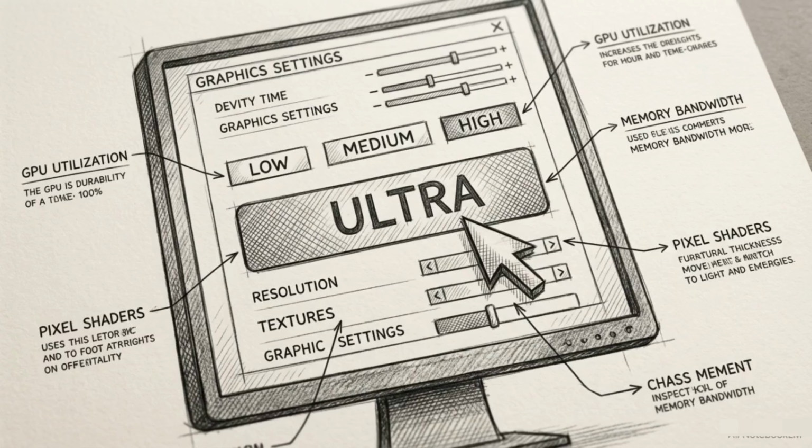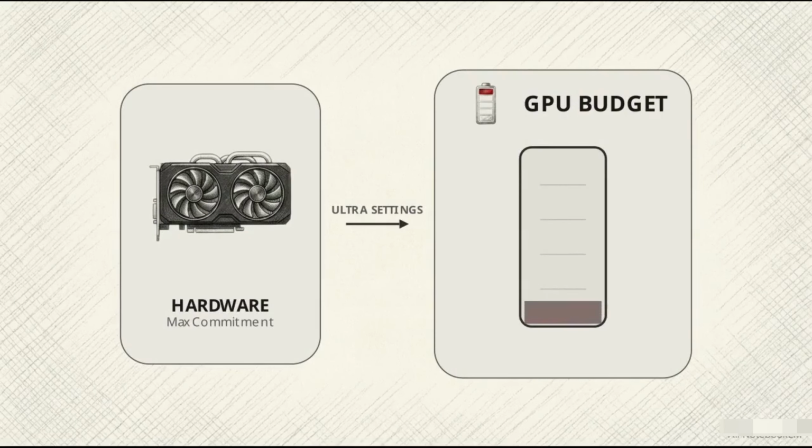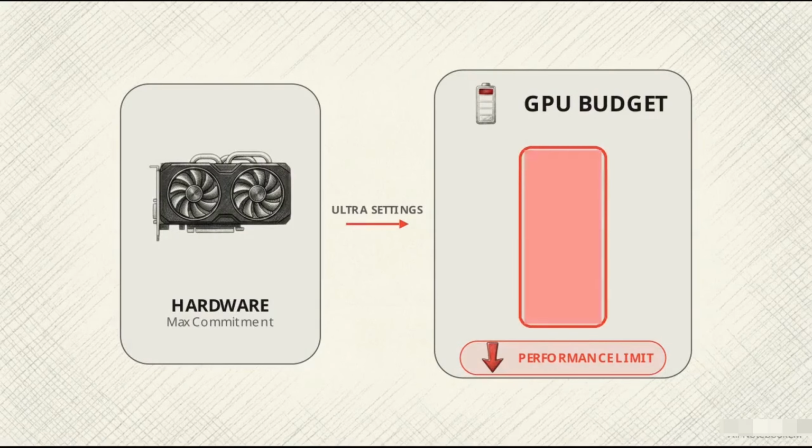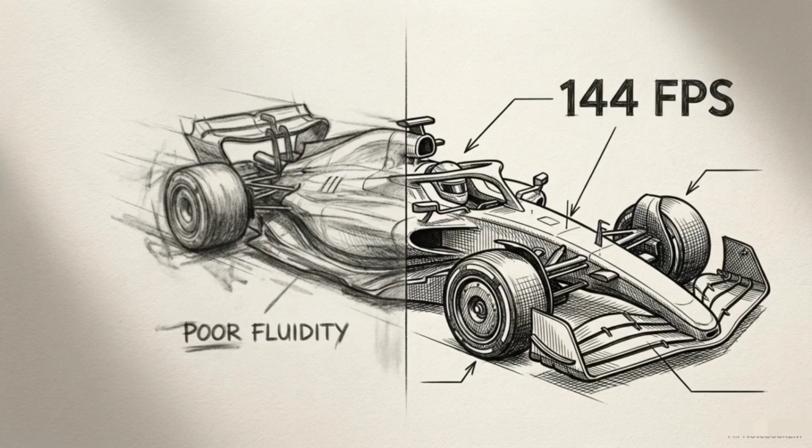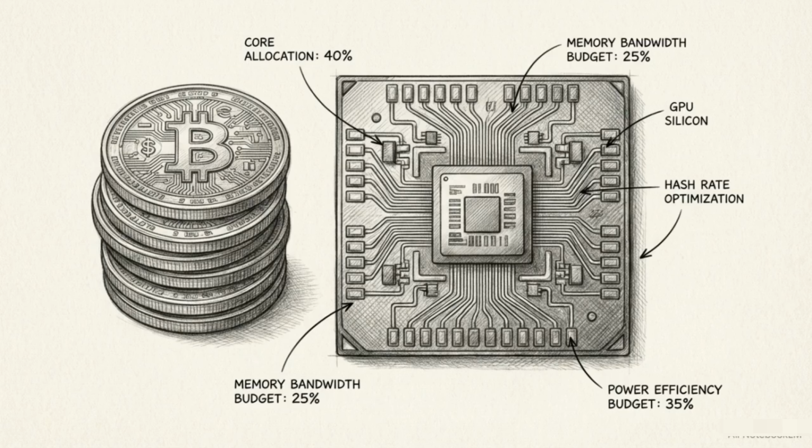When you open a new game and immediately push every slider to Ultra, you're committing your entire GPU budget before seeing if those specific features actually improve your experience. PC gaming is a constant tug-of-war between visual fidelity, how the game looks, and fluidity, which covers your frame rate and input latency. To manage this, you have to treat your GPU's power as a finite budget.